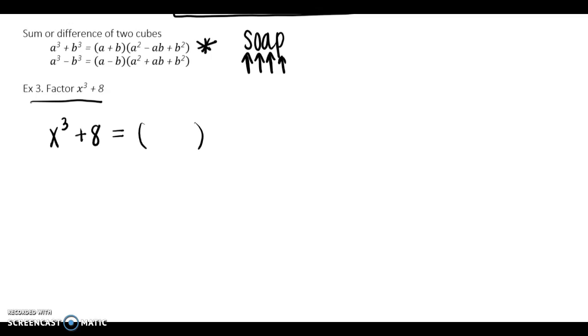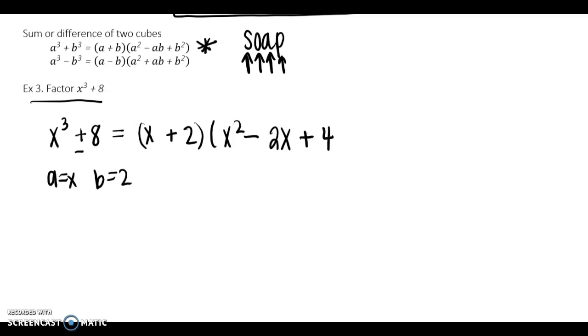And notice those parentheses here, right? So same sign, and then x and 2, because a is equal to x and b is equal to 2. And then you're going to have x squared, and then opposite, so the opposite of a positive is a negative, and then you're going to have ab, so that's 2x, and then always positive, so that last sign is always positive. And then you'll have 4 here. So that would be your factored form.